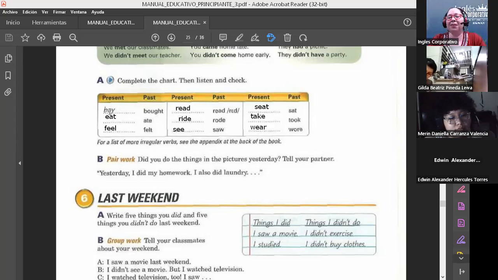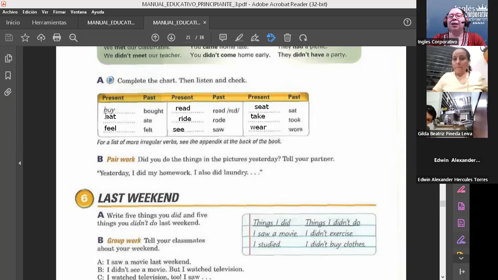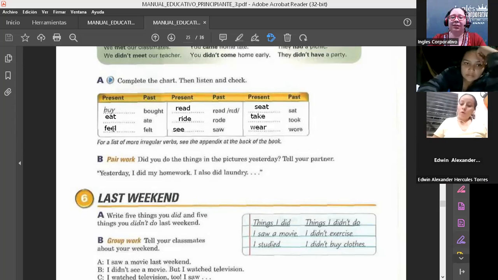Okay, let's read them. Buy, bought. Buy, bought. Aquí no es bout. Aquí es bought. Ajá. Yes. Y también casi que es bought. Eat, ate. Feel, felt. Read, read. Ride, rode. Road. See.